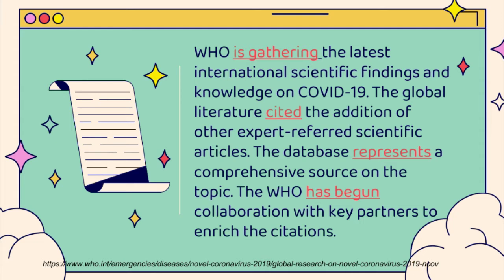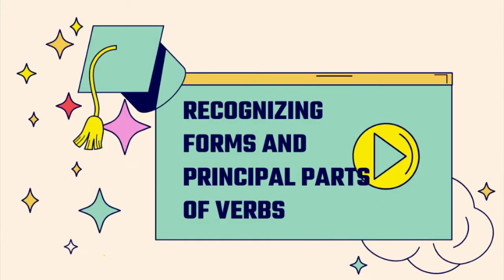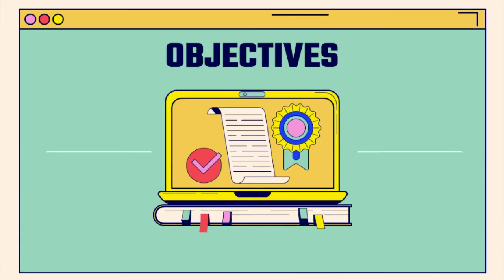That's right! Our lesson for today is all about recognizing forms and principal parts of verbs. This lesson is a recall of the grammar lessons you had. We are going to discuss this before we proceed to the lessons on verb tenses. So are you ready? Here are the objectives that you should attain after our discussion.